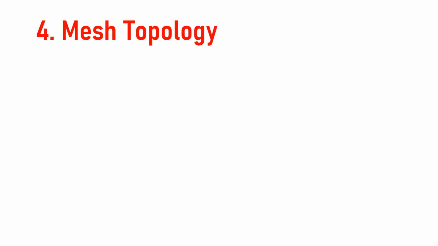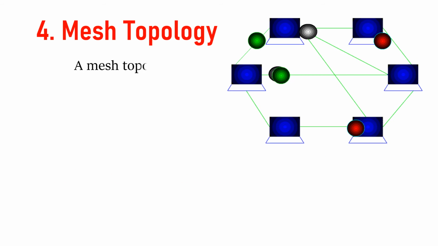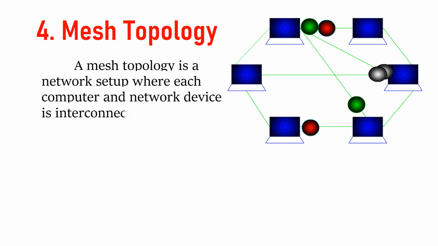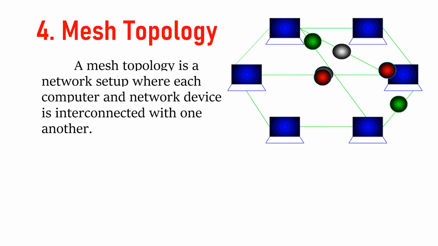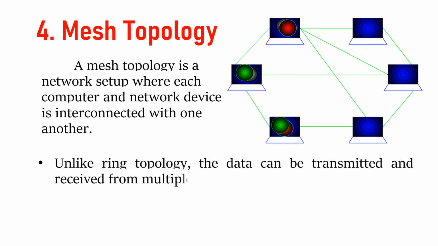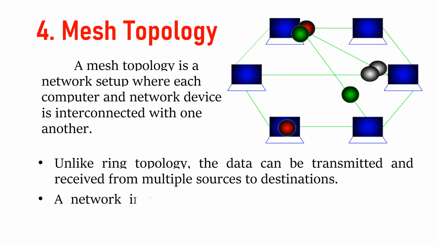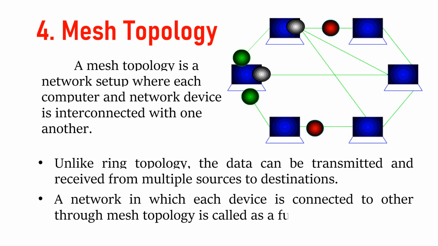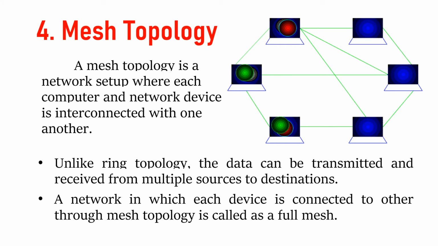Next one is mesh topology. A mesh topology is a network setup where each computer and network device is interconnected with one another. Unlike ring topology, the data can be transmitted and received from multiple sources to destinations. A network in which each device is connected to the others through mesh topology is called a full mesh.